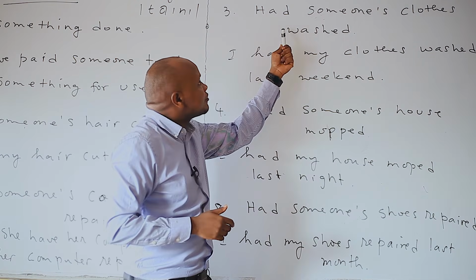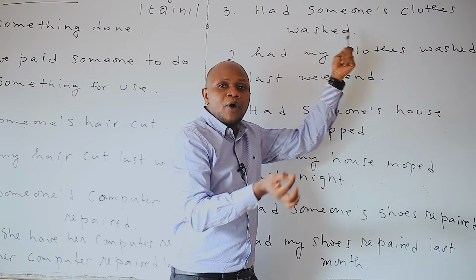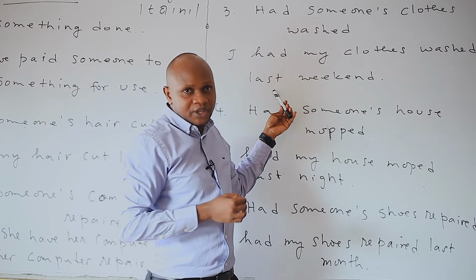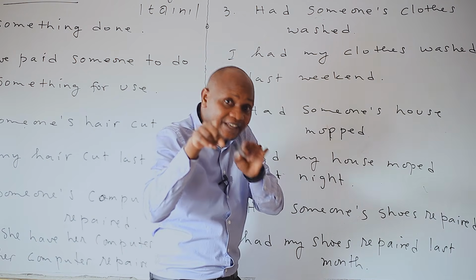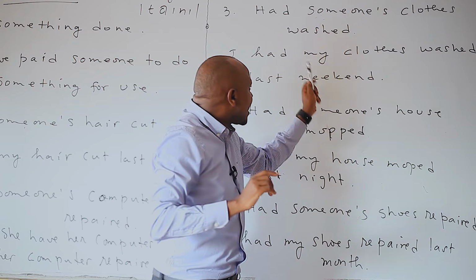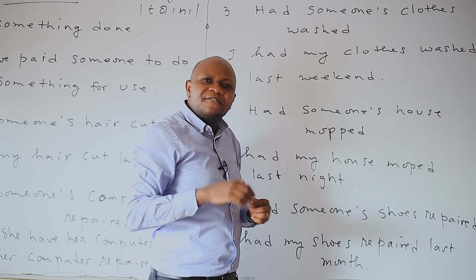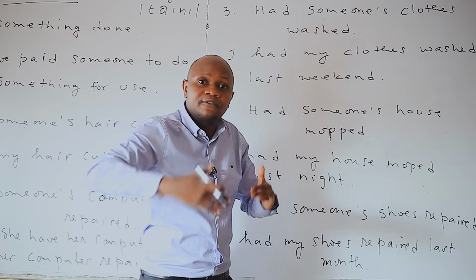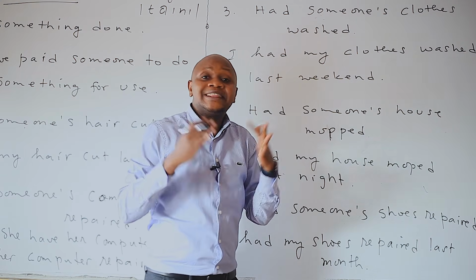Good. Then to have in the past you can say had someone's clothes washed. For example, you can say, I had my clothes washed last weekend. I am not the one who washed those clothes. I had them washed. I had my clothes washed last weekend. My friend, when did you have your clothes washed? I had my clothes washed last weekend. Do you get it? Does it make sense?